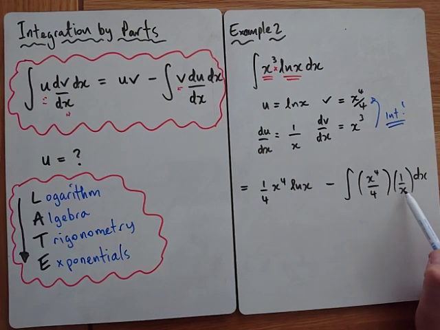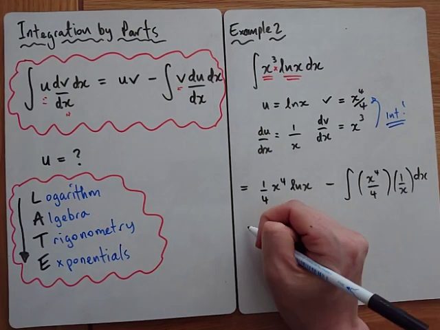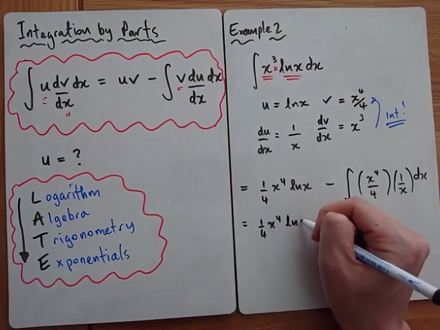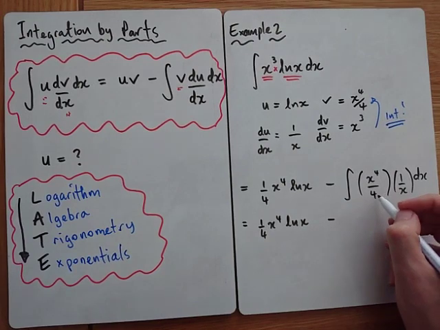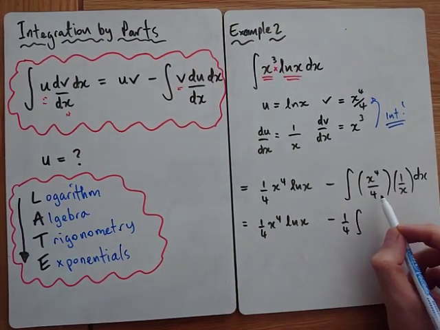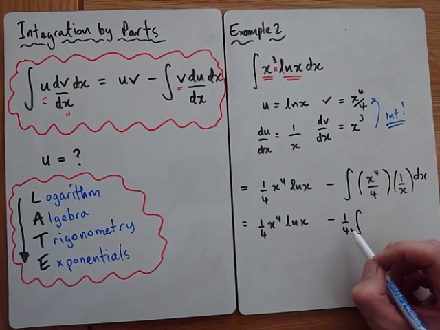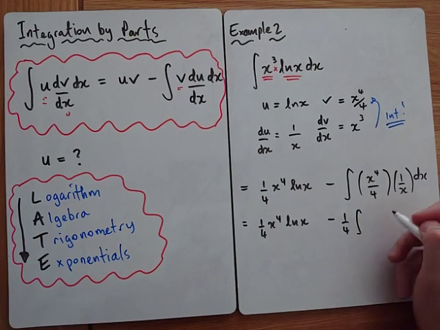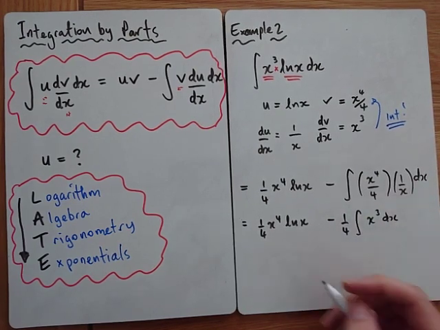x to the 4 divided by x is just x cubed, isn't it? So we've got a quarter x to the 4 ln x minus, if that's all divided by 4, I'm just going to take a quarter outside of the integral. It's very, very good practice to simplify integrals by taking multiples outside. Dividing everything by 4 is the same as times by a quarter. x to the 4 divided by x is just x cubed. So I'm going to integrate x cubed.